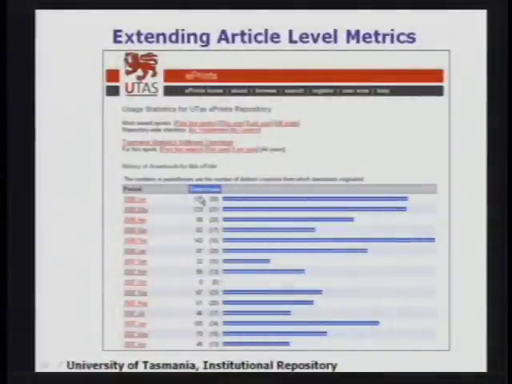This is the University of Tasmania institutional repository, and IRs typically have pretty good statistics actually. And here's an example of statistics by month downloads, but also the number of unique countries, for instance, where it came from. So 28 unique countries, and if you were to scroll further down that screen, they've got quite a bit of rich data on their download information. So that's rolled up to the institutional level.